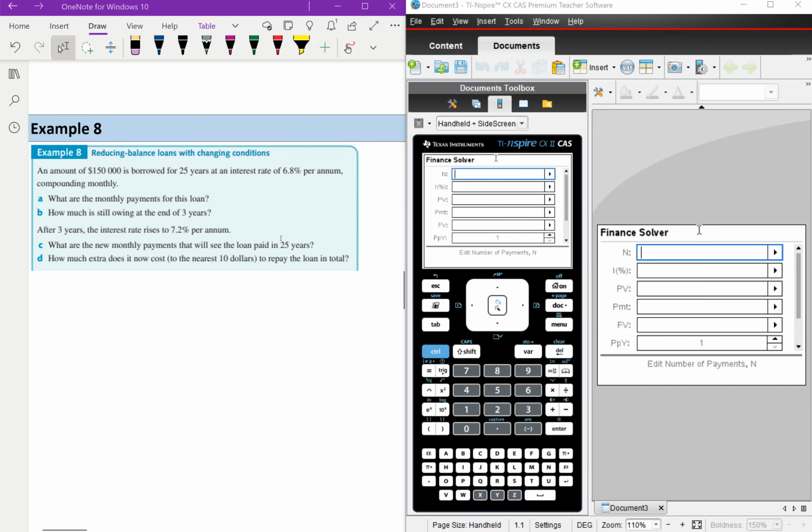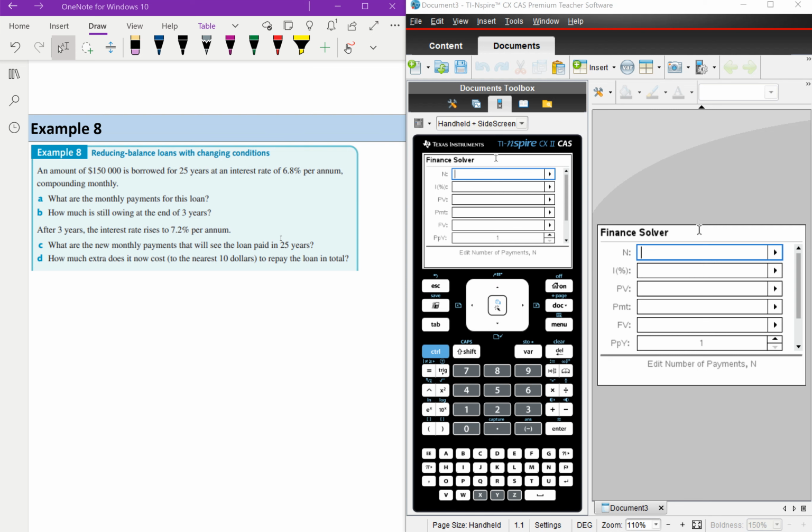Hey, year 12s, we're going to be doing example 8 now. So example 8, again, same thing, reducing balance loans. And notice the example says with changing conditions. This is where your positive and negative signs will matter. And again, we're going to be using Finance Solver to do reducing balance loans.